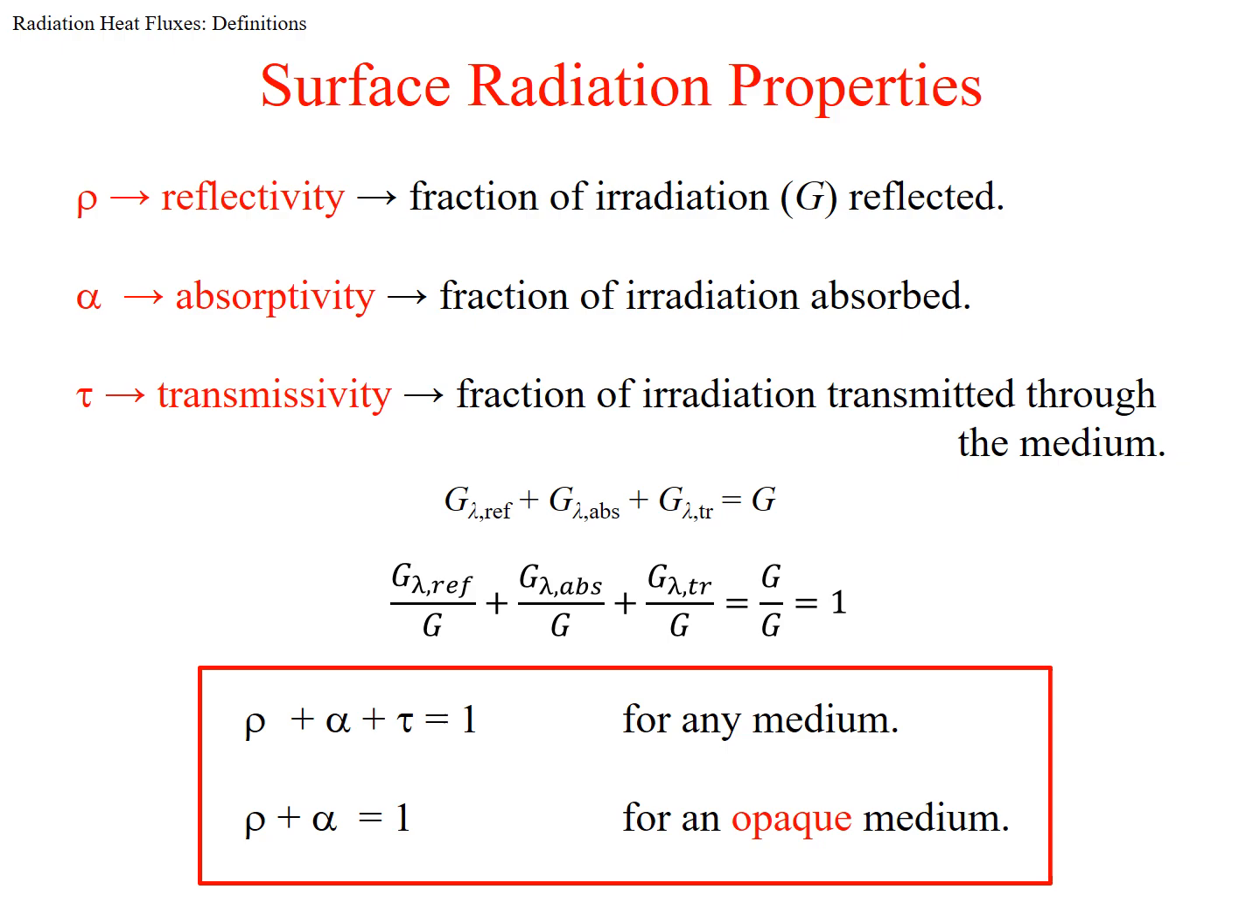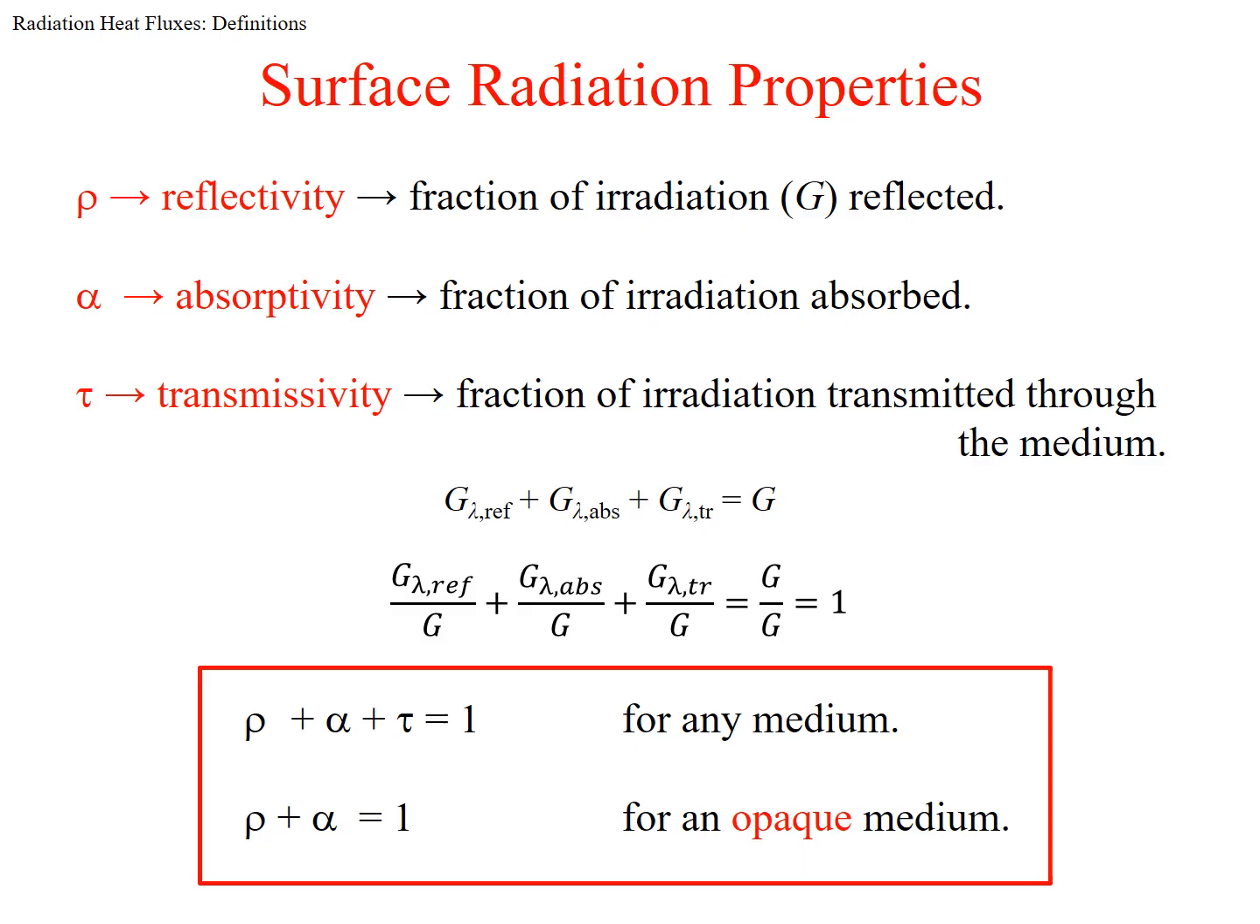call that transmissivity. If I want to actually see what the relation between these three is, I would look at the relation that I've seen before. I said that the total irradiation on a surface, G, is equal to the sum of irradiation that's going to be transmitted, irradiation that's going to be absorbed, and irradiation that's going to be reflected. If I divide all the terms by G, then on the left hand side I'll have G over G, which becomes equal to 1. And then I'll have the fractions, actually. I'll have G of reflection over the total G, and then G of absorption over the total G, and then G transmitted over the total G.